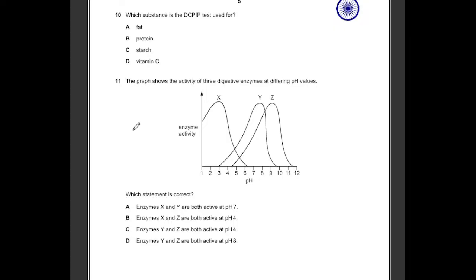Now, which substance is the DCPIP test used for? DCPIP test is for vitamin C. Just close your eyes and do that, that's very simple. Fats is your ethanol test. Iodine test is there for your starch. Let me know in the comment box which test you will perform for protein and which test you will perform for reducing sugar. Let me know about this too.